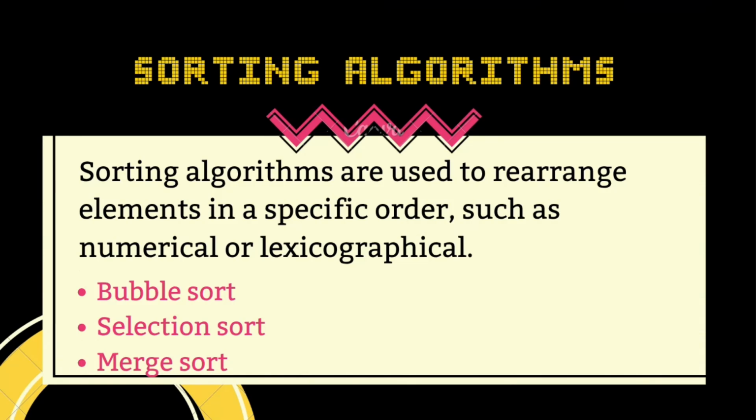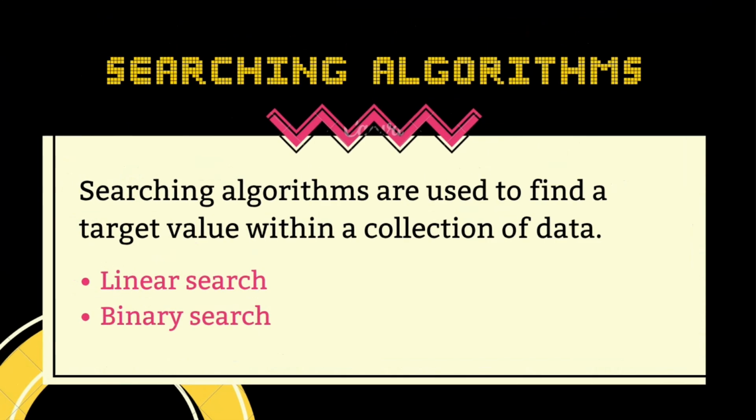Merge sort follows the divide and conquer approach. It divides the input array into two halves, recursively sorts the halves, and then merges them back together in sorted order. Searching algorithms are used to find a target value within a collection of data. They help locate specific elements efficiently.